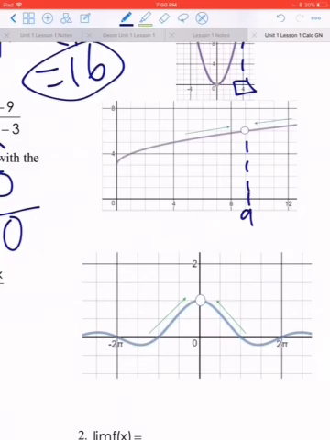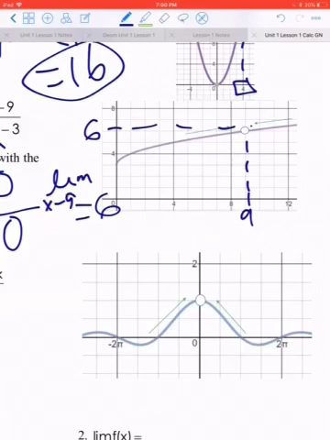Alright, so as x is approaching 9, what is y approaching? 4, 5, 6. So your limit is 6. Your limit as x approaches 9 of your function is 6. And again, we couldn't do that numerically. We had to look at the graph.